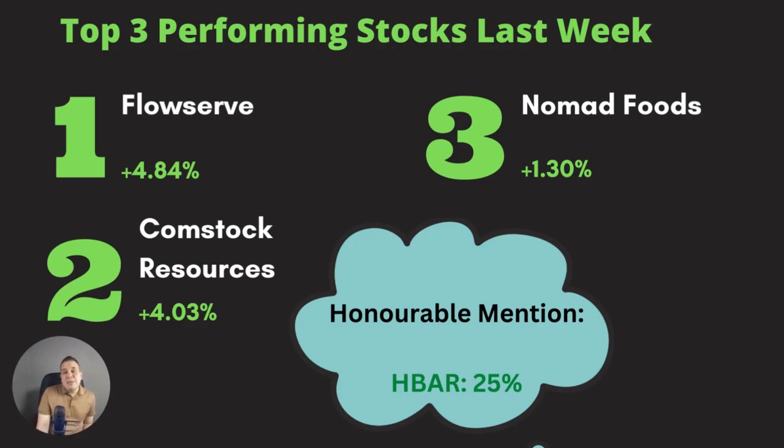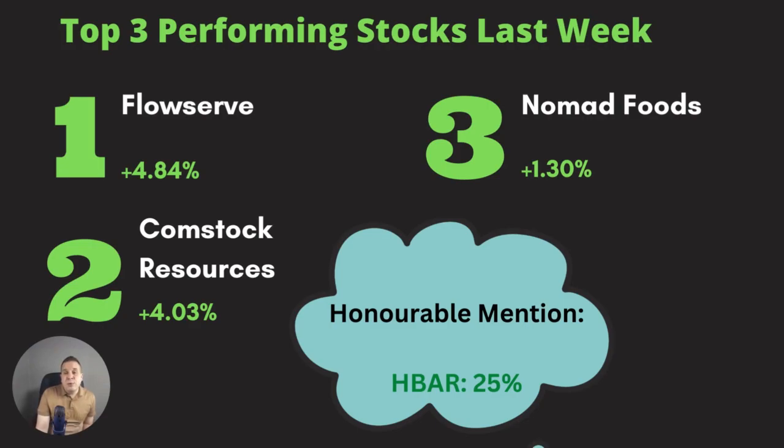The third best performing stock in our portfolio is Nomad Foods, and that was up 1.3%. Although in this presentation I usually just mention the top 3 performing stocks of last week, today I thought I would give an honorable mention to one of our cryptos that performed particularly well last week, and that is Hedera Hashgraph.